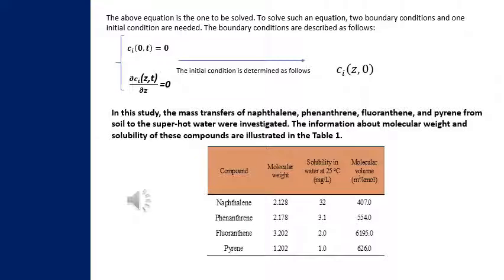In this study, the mass transfer of naphthalene, phenanthrene, fluoranthene, and pyrene from solid to superheated water was investigated. The information about molecular weights and solubility of these compounds is illustrated in the table. In the next slide, you see the calculation of the solubility equation that has a porosity coefficient due to the presence of soil, which is considered 0.4 in this work.